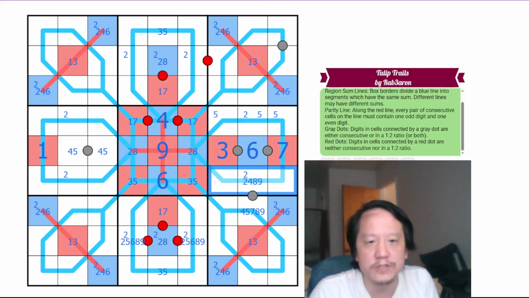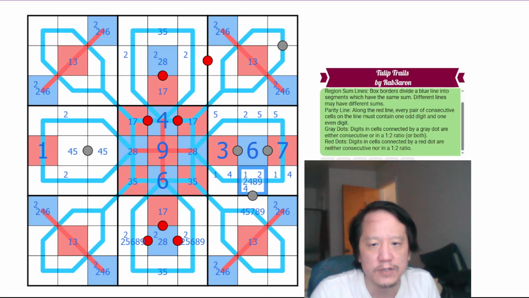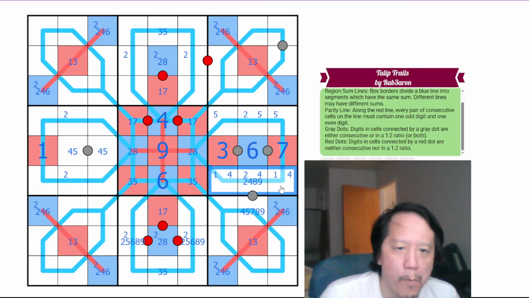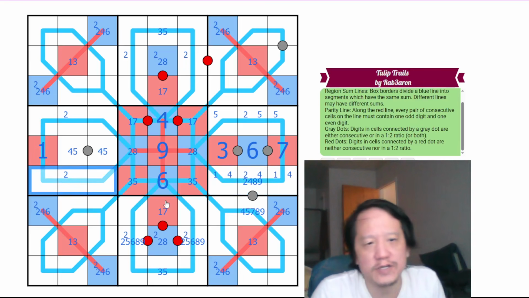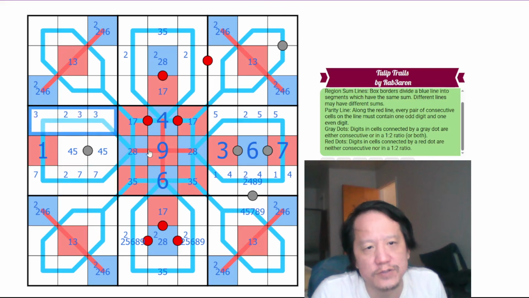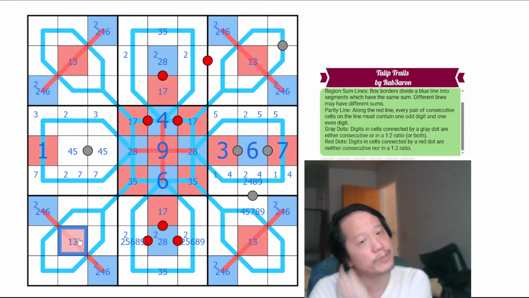So 4 has to be one of these 3. 1 has to be one of these 3. Obviously, 1 can't be there. 7 has to be one of these 3. 3 is one of these 3 there. No 3 here because of the 1, 3 pair in the column, though.